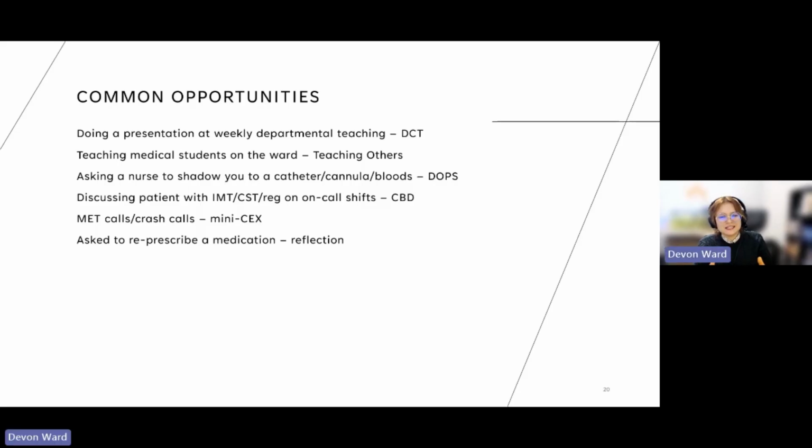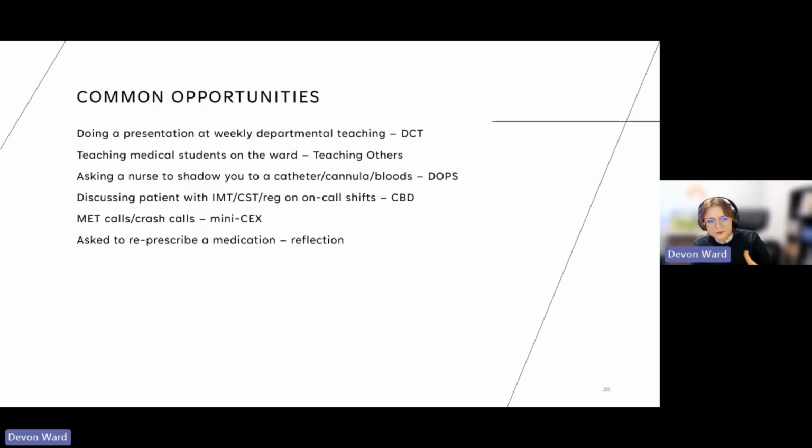I've provided here some common opportunities that I think map nicely to different forms. For example, doing a presentation at weekly departmental teaching maps to a developing the clinical teacher form, whereas teaching medical students on the ward and getting informal feedback from them is a teaching observation form. The difference being the formal feedback from somebody else watching you.